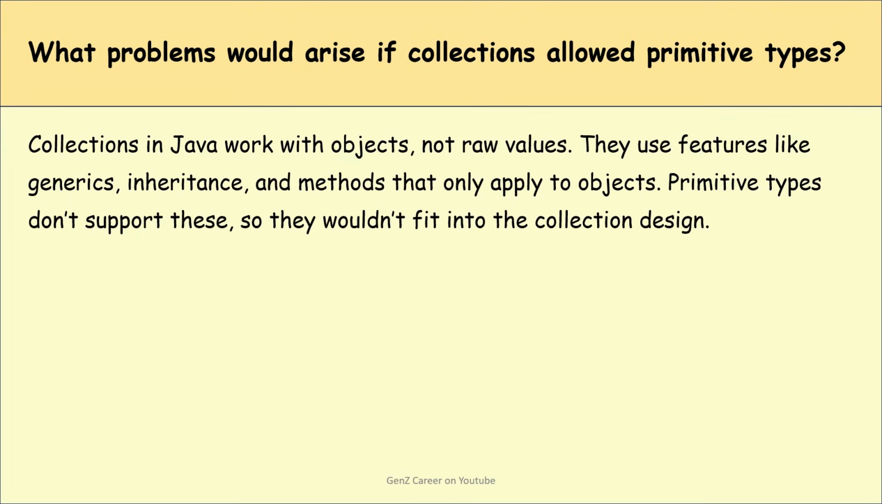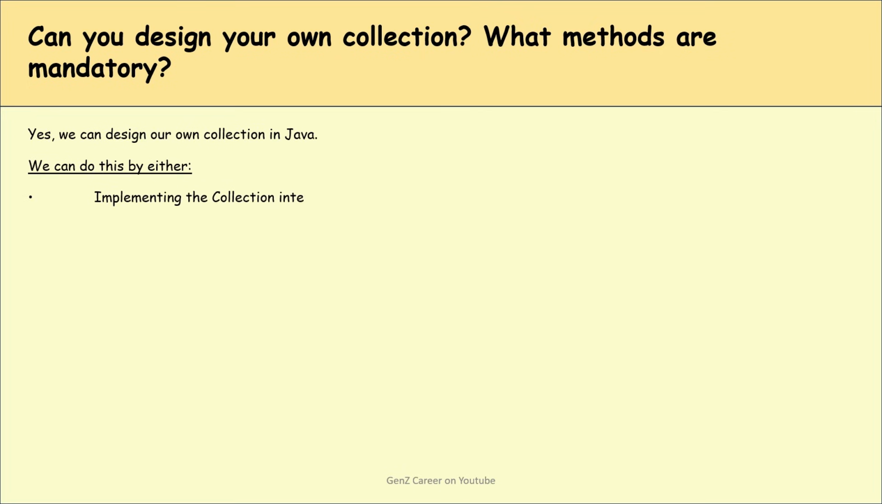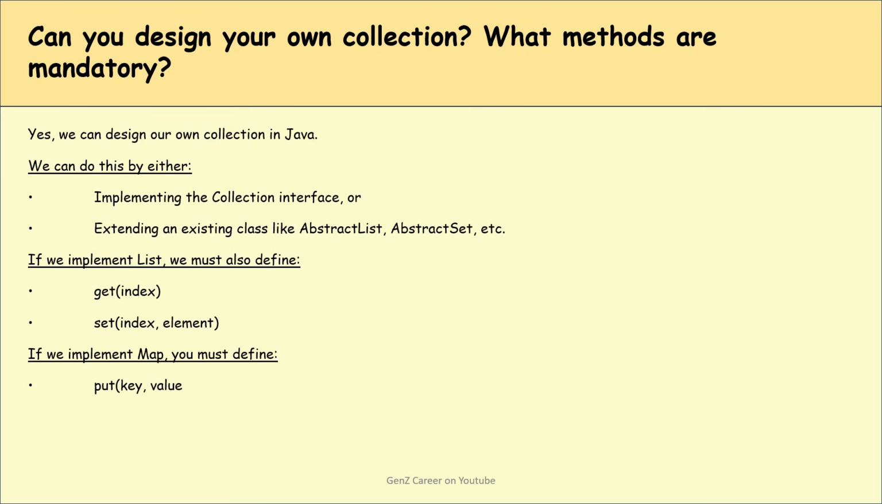Okay. Can you design your own collection, and what methods are mandatory? This is a very tricky question. Yes, we can design our own collection in Java. We can do this by either implementing the collection interface or extending an existing class like AbstractList, AbstractSet, etc. If we implement list, we must define get and set methods, right? And if we implement map, we must define put, get, and remove methods.